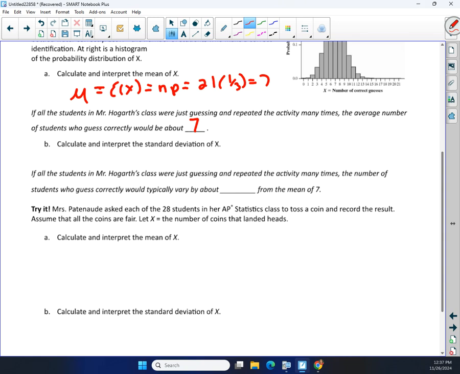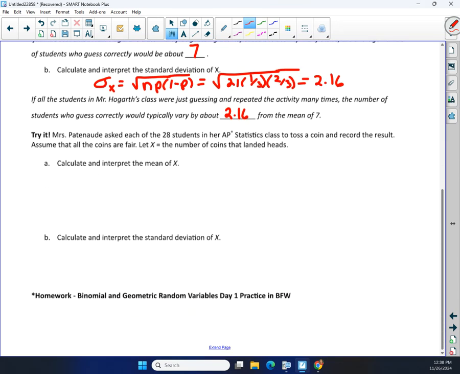Calculate, determine, and interpret the standard deviation of X. The standard deviation of X is the square root of N P times 1 minus P, which is the square root of 21 times 1/3 times 2/3, which is 2.16. So if all students in Mr. Hogarth's class were just guessing and repeated the activity many times, the number of students who guessed correctly would typically vary by about 2.16 from the mean.